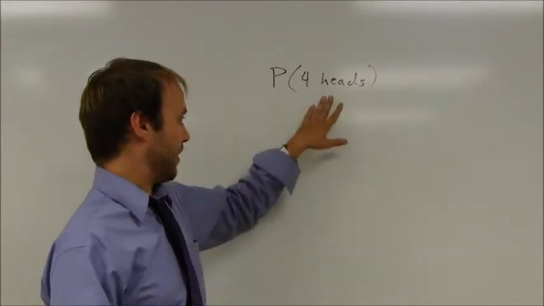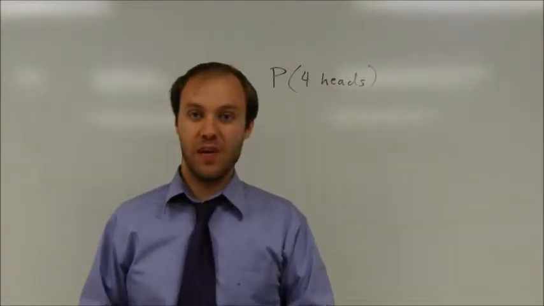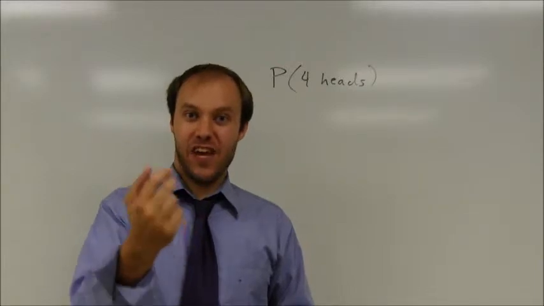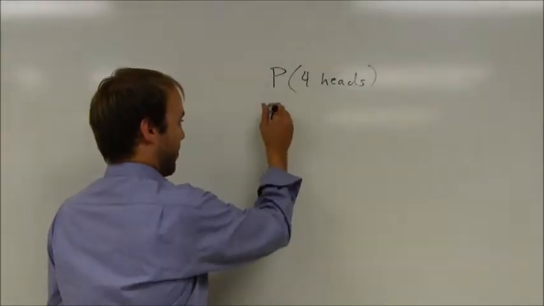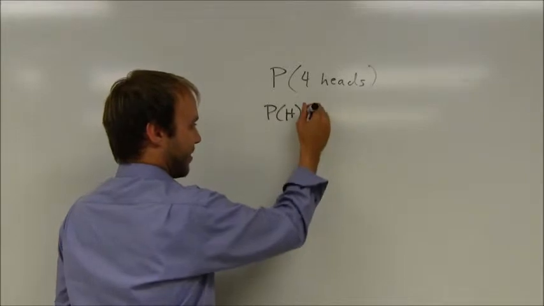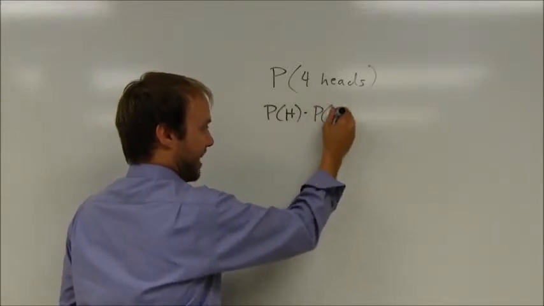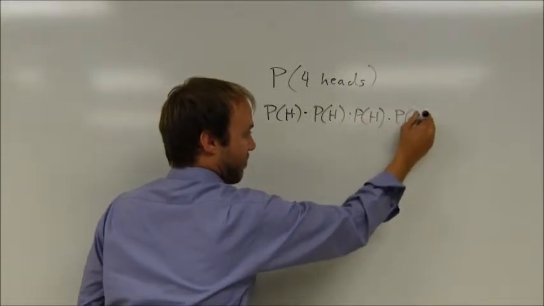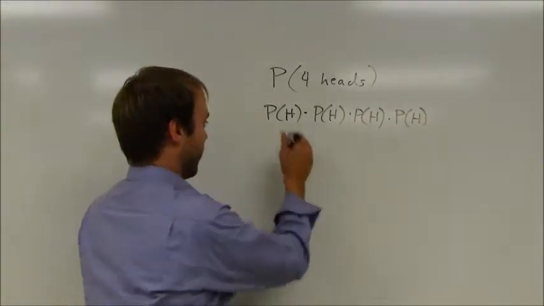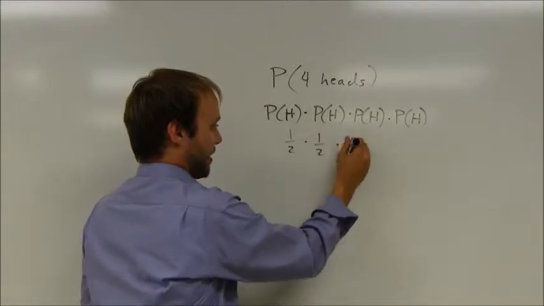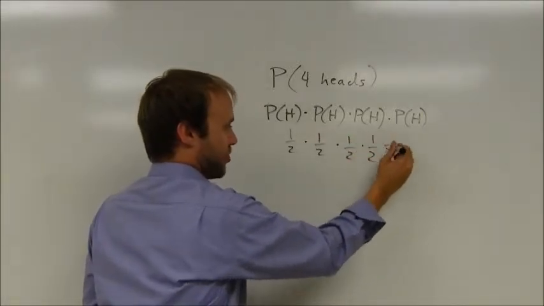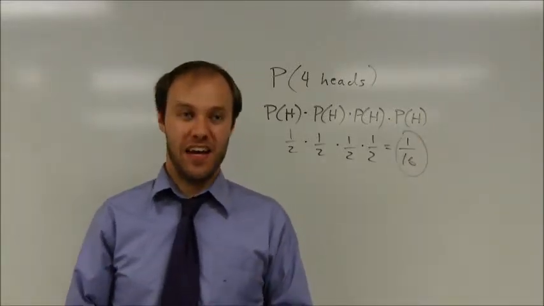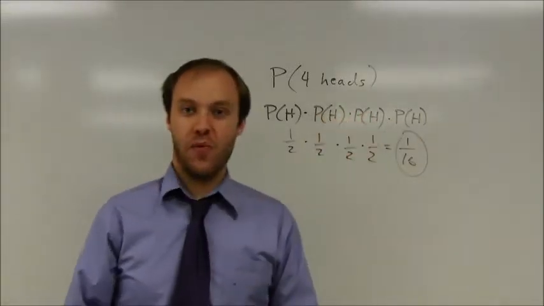Another way to think about getting 4 heads would be to flip heads and another heads and another heads and another heads. So that's probability of heads and multiply, probability of heads and multiply, probability of heads and probability of heads. And of course that's just 1/2 times 1/2 times 1/2 times 1/2. 2 to the 4th power is 16. There's a 1/16th chance of getting 4 heads in a row.